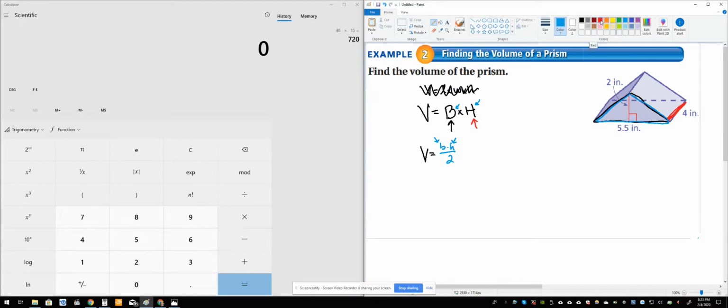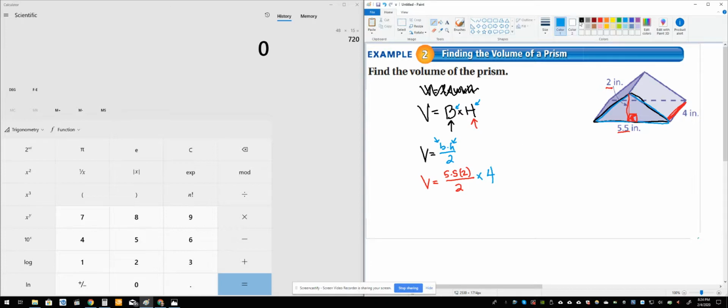So the base and the height of our triangle we identify by using the 90-degree angle, and we're going to see that the base is 5.5 and the height is going to be 2. So when we plug that in here, we're going to see that the volume is going to be equal to 5.5 times 2 divided by 2. And now once we have the answer to that, we'll times it by the height of our prism, which we see is going to be 4.